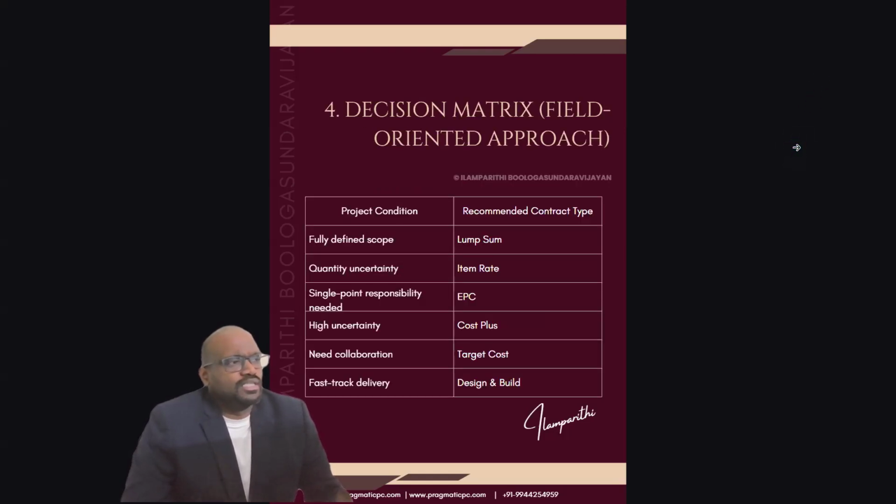So this is a small decision matrix for easy understanding. If the project condition is that you have a fully defined scope, then you can go for a lump sum contract. If the quantity is uncertain, go for an item rate contract. If you need a single point responsible to take all the headaches and all the coordination and to complete the entire project on time, quality, and cost, go for EPC. But your design should be under your control.